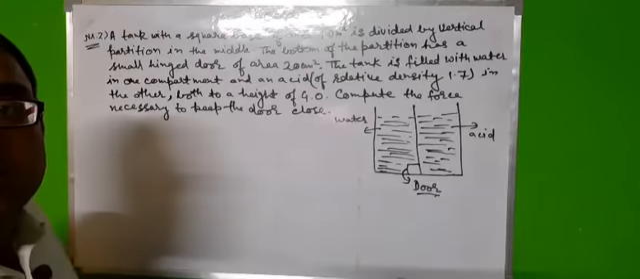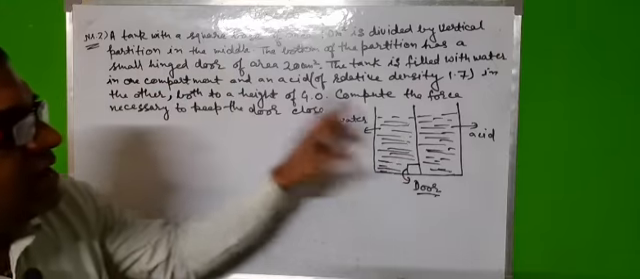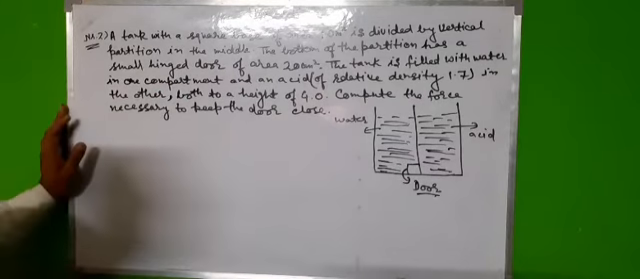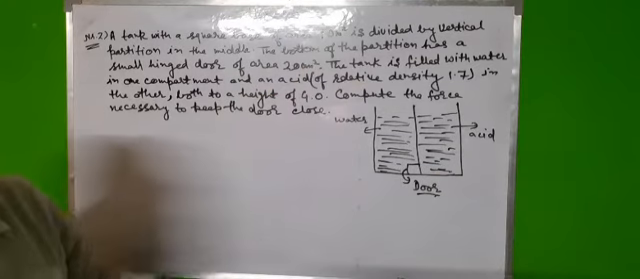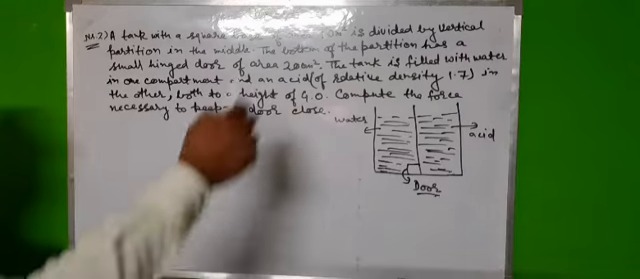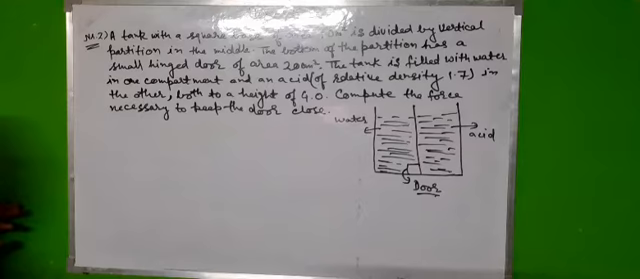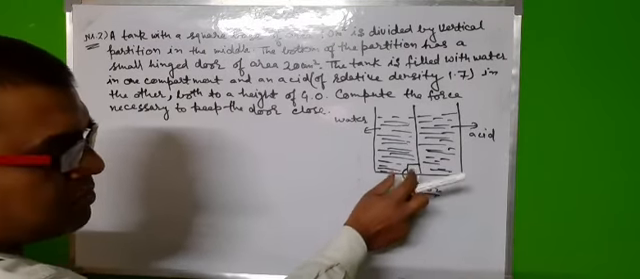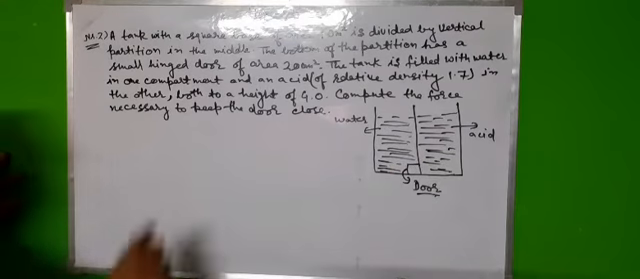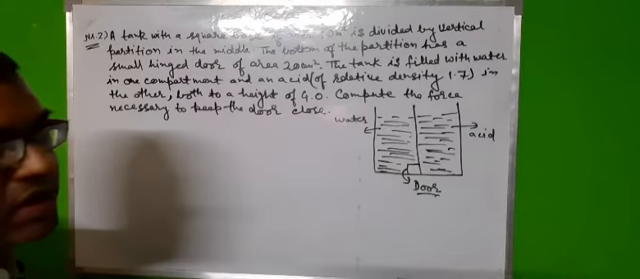Yes students, now look at the next numerical, a very good numerical. A tank with a square base. This is a tank and the base is of a square shape. The base area, it is given, is 1 meter square, and it is divided by a vertical partition in the middle. The bottom of the partition has a small hinge door, with an area of 20 centimeter square. 20 centimeter square is the area of the door.